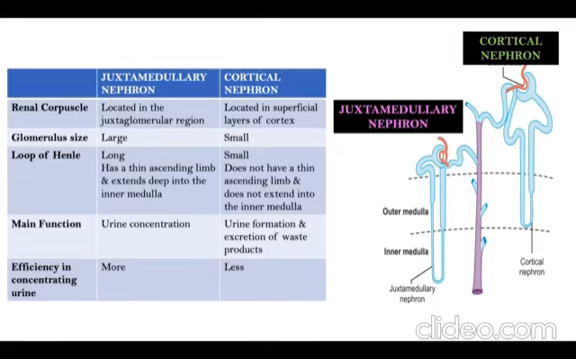While for the cortical nephron, because it sits in the cortex, it's small, does not have a thin ascending limb, and does not extend into the inner medulla. So the main function of the juxtamedullary nephron is urine concentration, while the cortical nephron is urine formation and excretion of waste products. Efficiency in concentrating urine, juxta is more, while the cortical nephron is less.